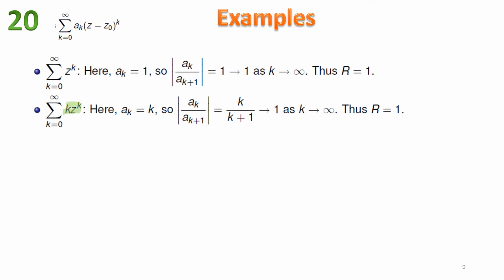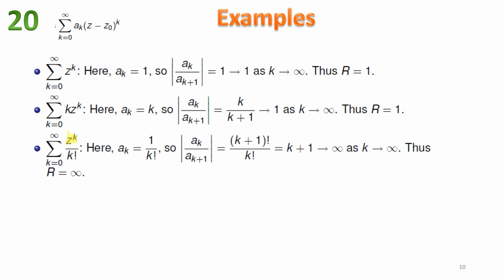Now consider k into z to the power k, where k rolls from 0 to infinity. Now a_k, that is the coefficient we are talking about, is equal to k, and a_(k+1) will be simply k plus 1. So we have to obtain the ratio, modulus of a_k upon a_(k+1), that will be k upon k plus 1. Now here you can divide numerator by k and denominator by k. So this limit offers unity value as k approaches infinity, and therefore as the limit value is 1, the radius of convergence is unity again.